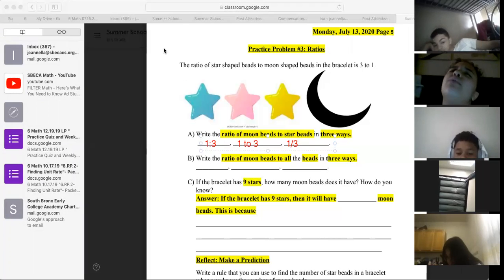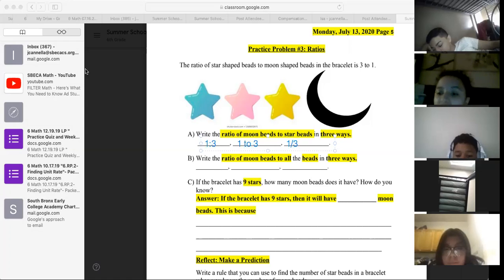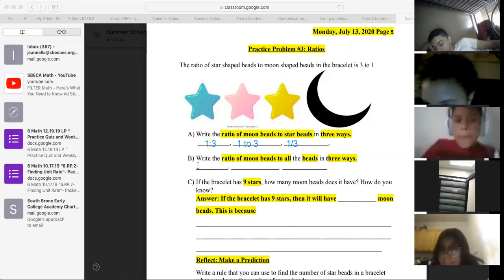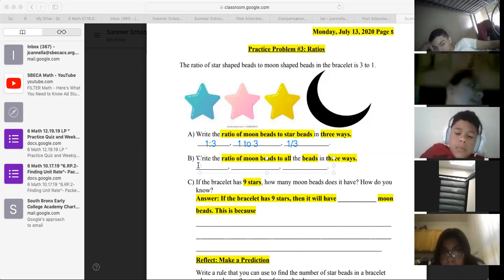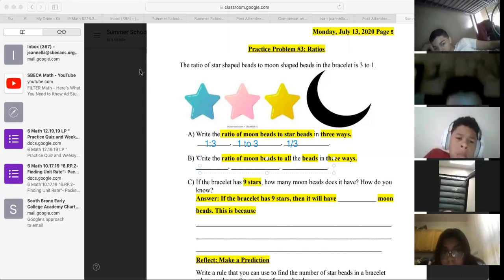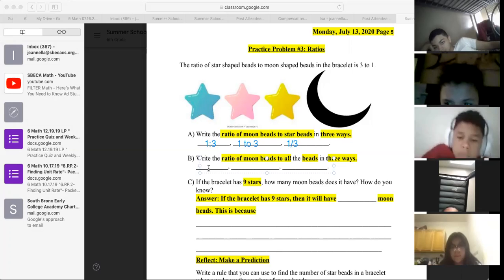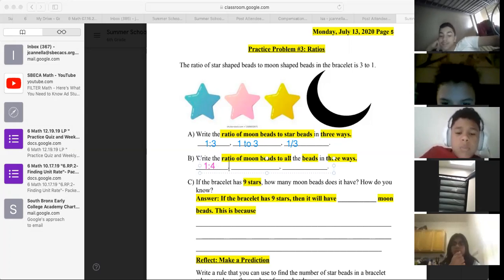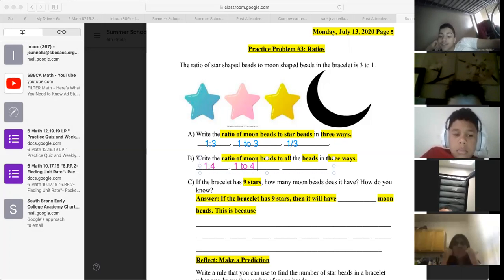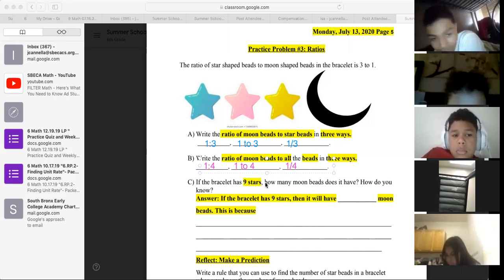All right, Lorenzo, next question. Read me B, please. Write the ratio of moon beads to all beads in 3 ways. So write the ratio of moons to all. How many moons are there? 1. How many are there altogether? 4. So we're just going to repeat the same thing, just 1 to 4. We're going to use the same setup, right? Colon, to, and a fraction. Come on, Lorenzo, write this down. I need to have your work. I better have your work today.